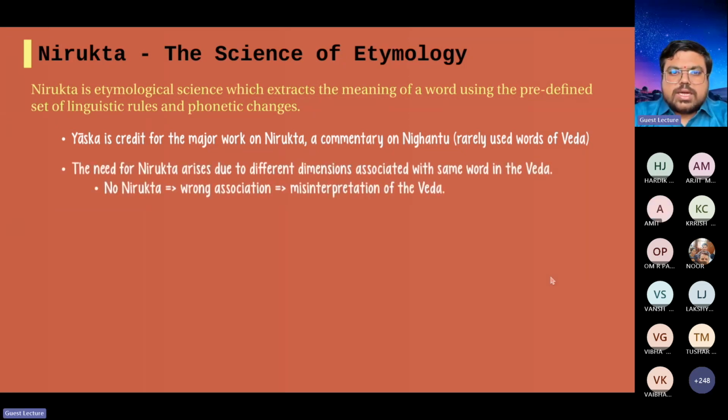The need for Nirukta arises because different dimensions associated with the same word in the Veda exist. Without Nirukta, you do not know which association is to be taken for which word, which means there are high chances we will misinterpret and misrepresent the Veda.